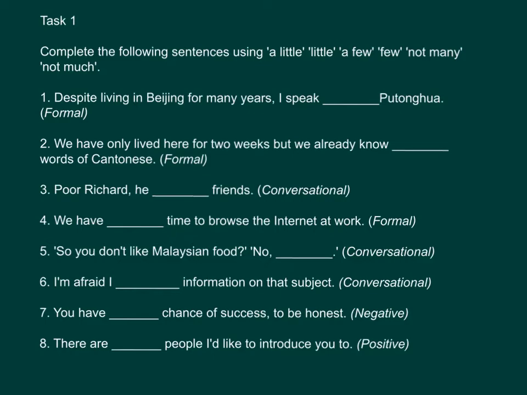Formal. Number 3. Poor Richard. He doesn't have many friends. Conversational. Number 4. We have little time to browse the internet at work. Formal. Number 5. So you don't like Malaysian food? No, not much. Conversational.